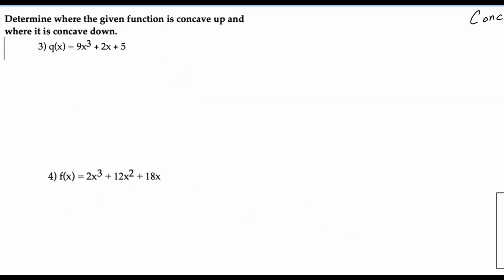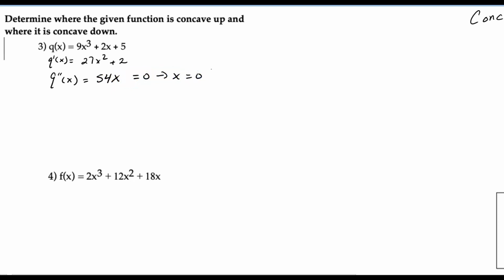Here are a couple of examples. In order to answer the questions, we've got to take the derivative. We've got to actually find the second derivative. So let's find first Q prime of x, and that's going to be 27x squared plus 2. And then Q double prime of x, well, that's not too bad. It's 54x. And we set that equal to 0, and we get x equals 0.